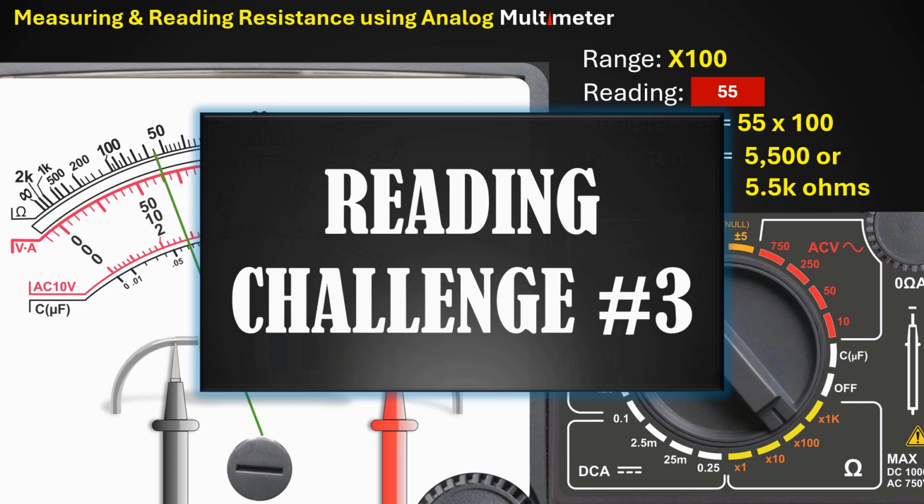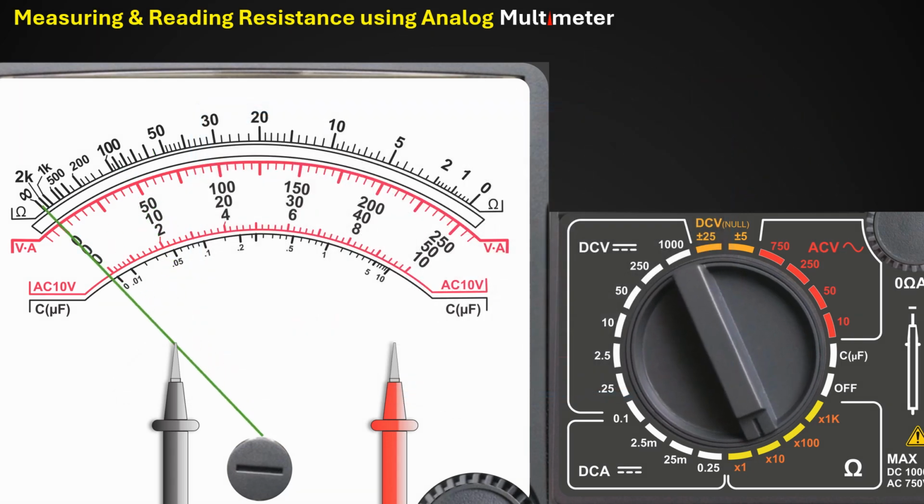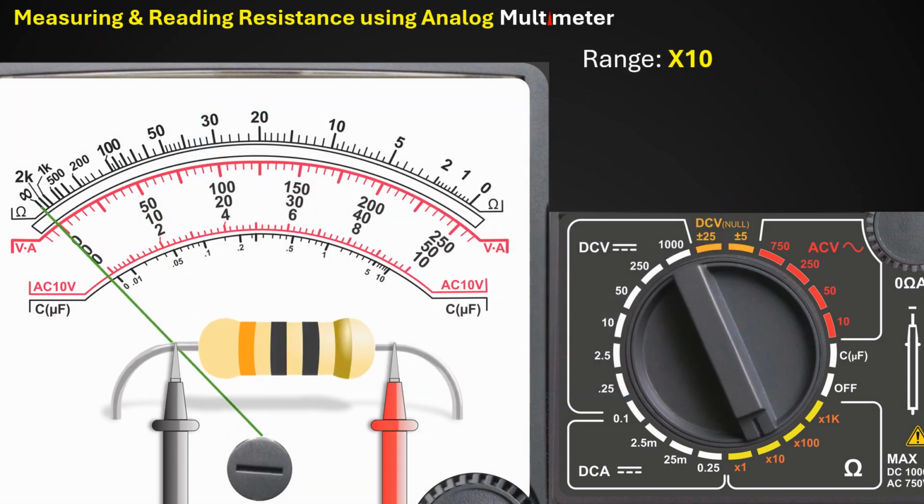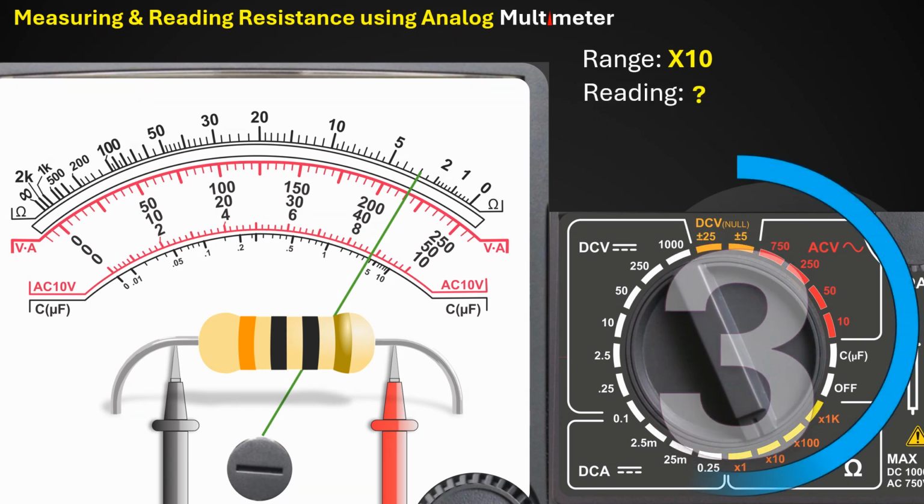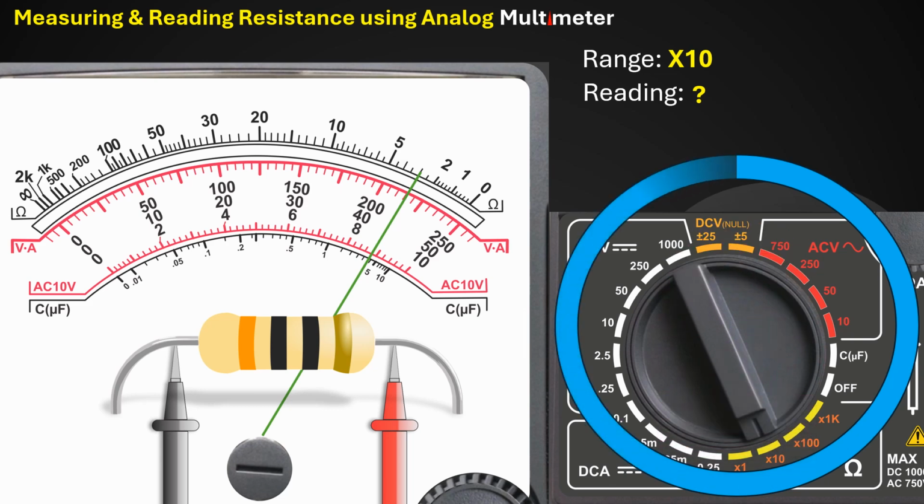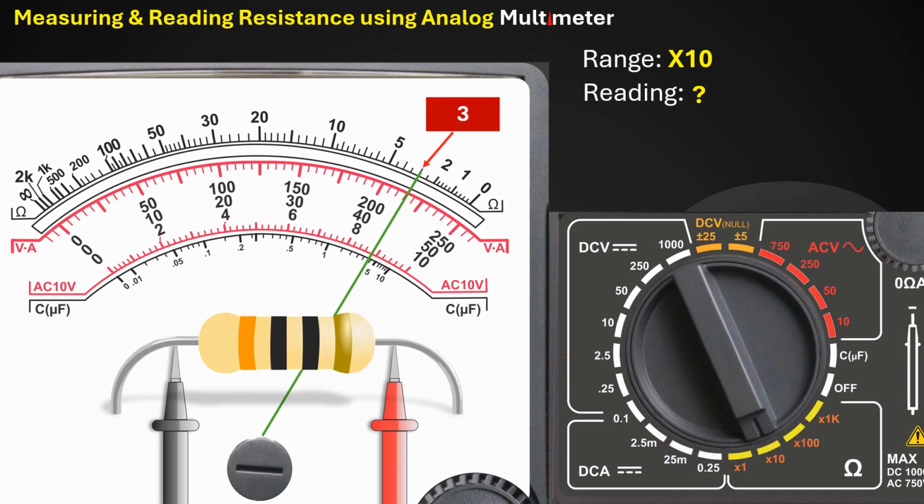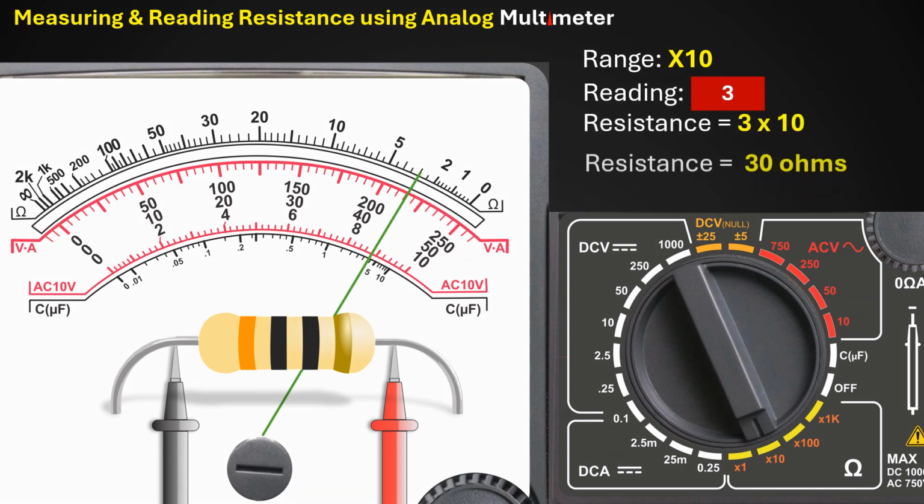Challenge 3. The range is set to ×10 ohms. What's the resistance of the resistor? The needle points to 3 ohms. Multiply that by 10, and you have 30 ohms.